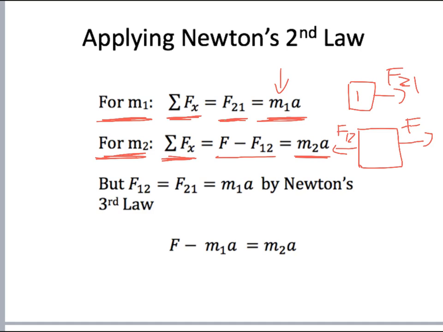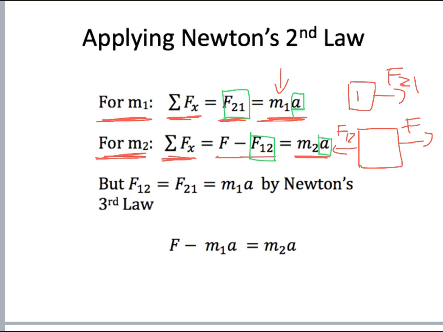Actually, we have three unknowns. We don't know F21, we don't know F12, and we don't know A. But because the rope isn't allowed to stretch, we can assume the A's are going to be the same. So we don't need an A1 and an A2, because our starting assumption was that the rope's not allowed to stretch. They're going to move together as one unit and have the same acceleration.